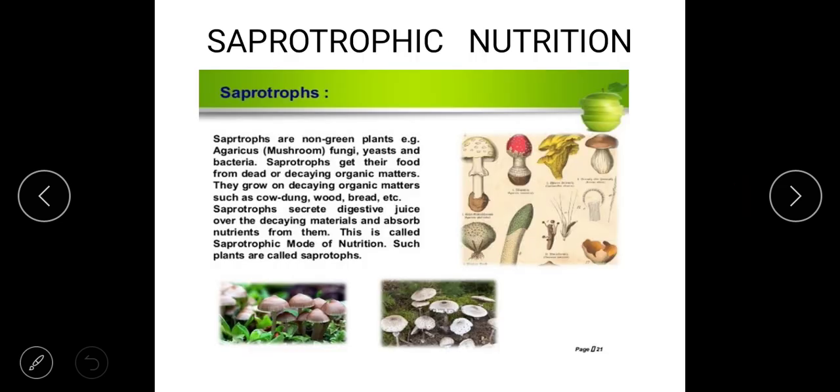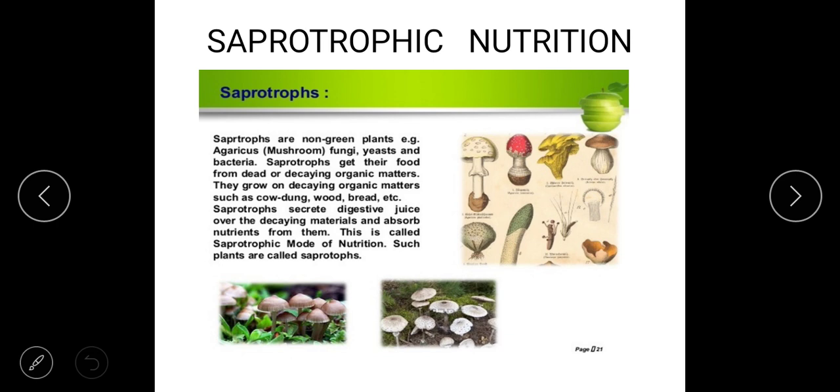Saprotrophic nutrition. This is the nutrition which is normally found in the bacteria. This is found in the fungus normally. Here the organisms take the nourishment from the dead and decaying organic matter. They convert the complex food into simple substance and then they absorb it from their body. All the decomposers fall in this group.